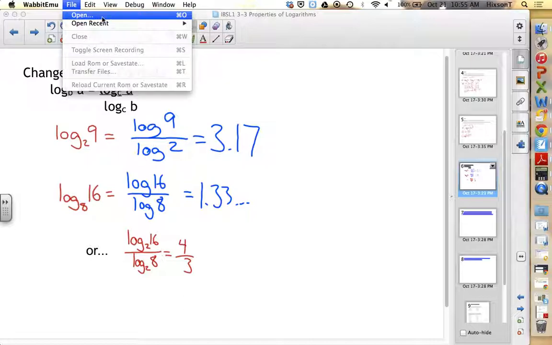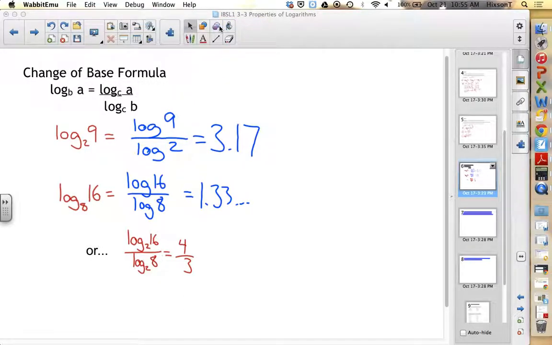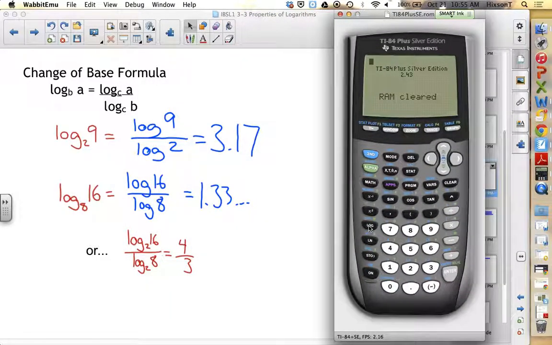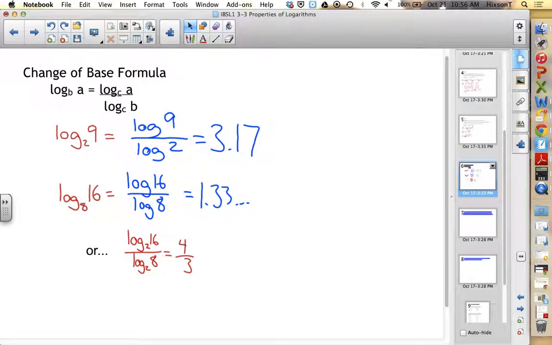Now, just to show, this works with any base. So if you hit log, that's fine. If you did the natural log of 16 divided by the natural log of 8, it would still give you 4/3, okay? The key is just make sure you use the same one in the numerator and in the denominator. Okay, don't mix them up.